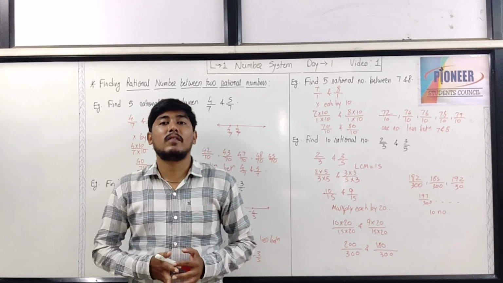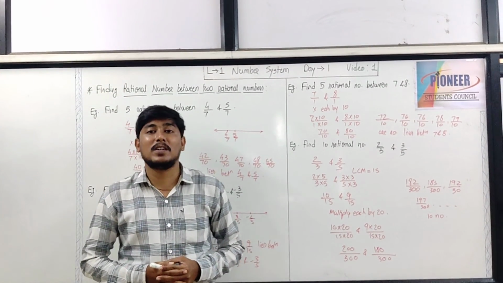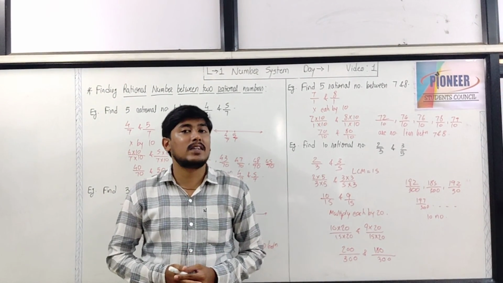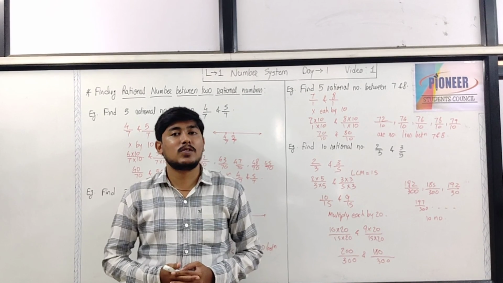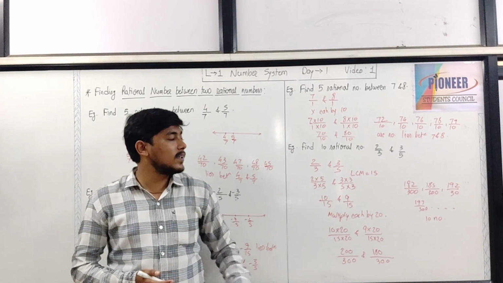Okay, so this is how we will find rational numbers between two rational numbers. I hope you understand this topic very well. Now I request you all to pause the video and note down these things from the board.